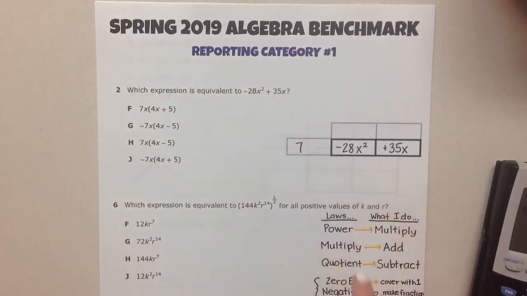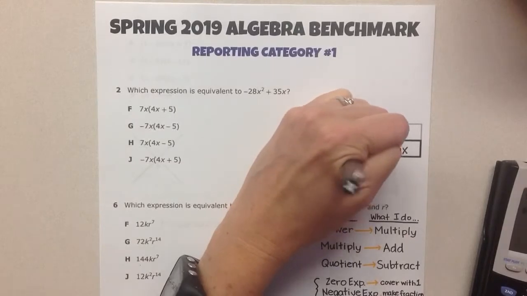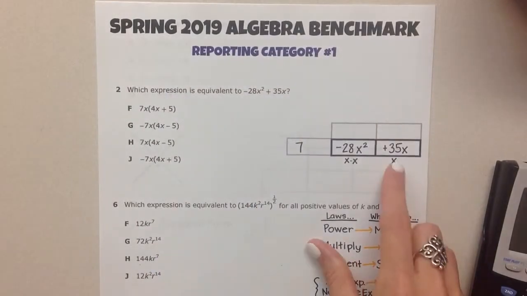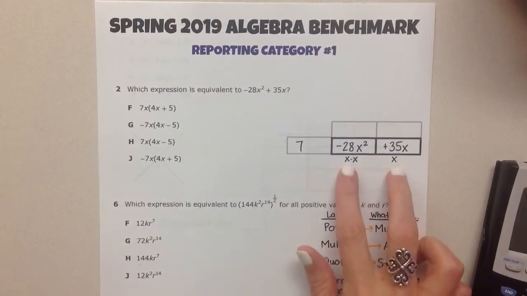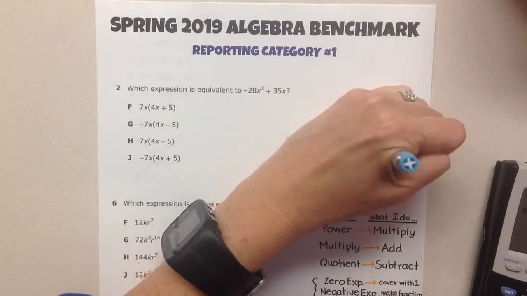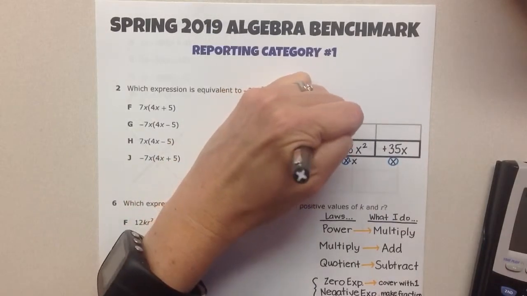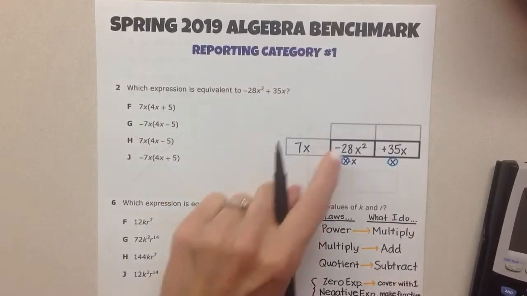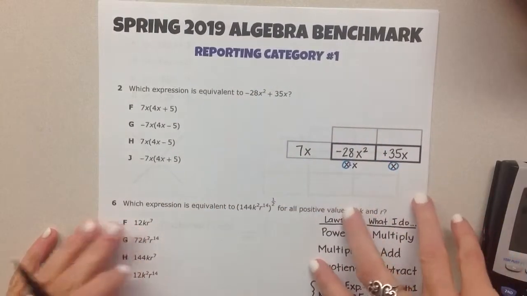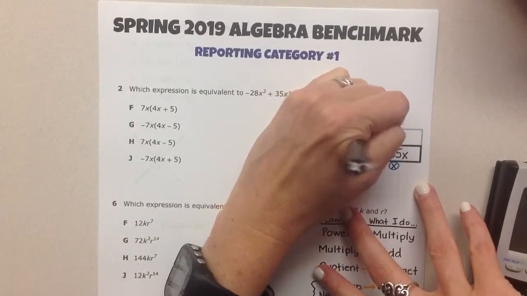And then if you look at your x's, x squared is really like x times x, and 35x is really 1x. So if I look at my terms, I can remove 1x from each term and still have enough x's. So I'm going to make this 7x. And now I'm going to use my multiplication skills. What times 7x would give me negative 28x squared? Well, that would have to be a negative 4x.